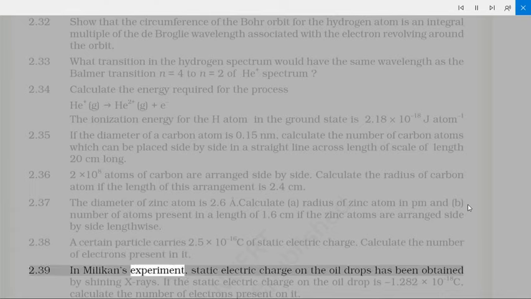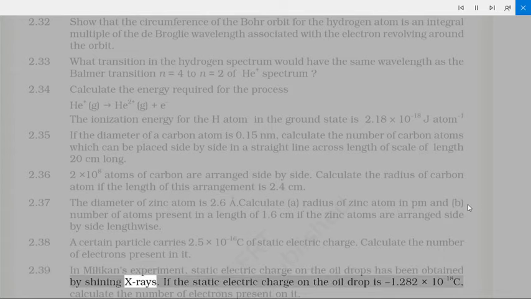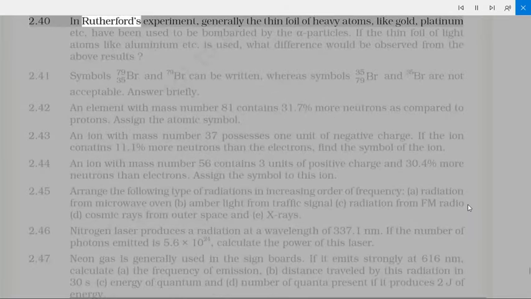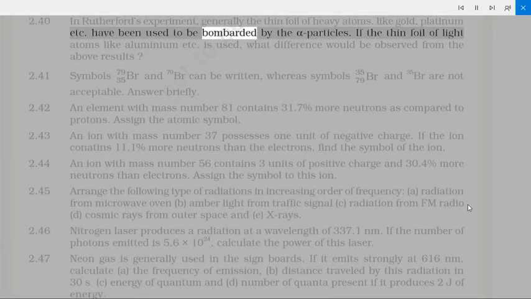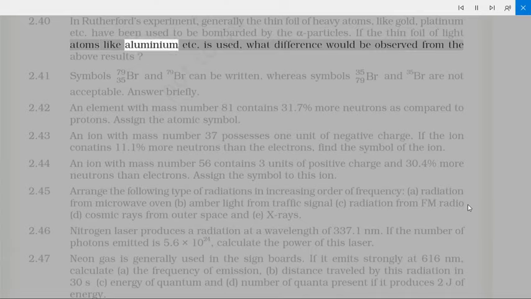2.39 In Millikan's experiment, static electric charge on the oil drops has been obtained by shining X-rays. If the static electric charge on the oil drop is 1.282 times 10^-18 C, calculate the number of electrons present on it. 2.40 In Rutherford's experiment, generally the thin foil of heavy atoms, like gold, platinum etc., have been used to be bombarded by the alpha particles. If the thin foil of light atoms like aluminium etc. is used, what difference would be observed from the above results?